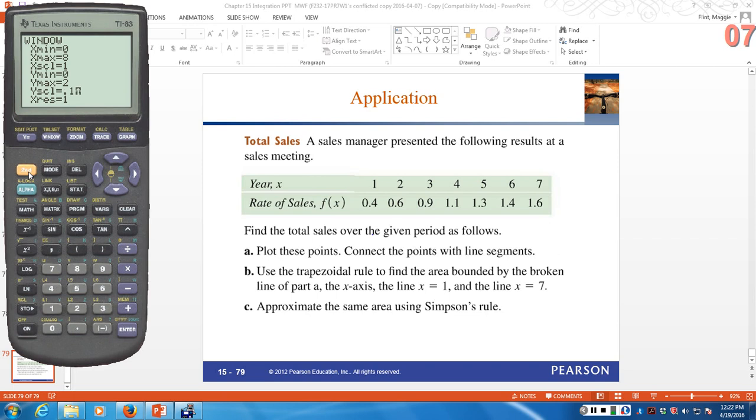So if I want to see the graph actually, then I have to press second and Y equals and go to stat plots. And right now all my stat plots are off, so I open the first one and I turn it on.